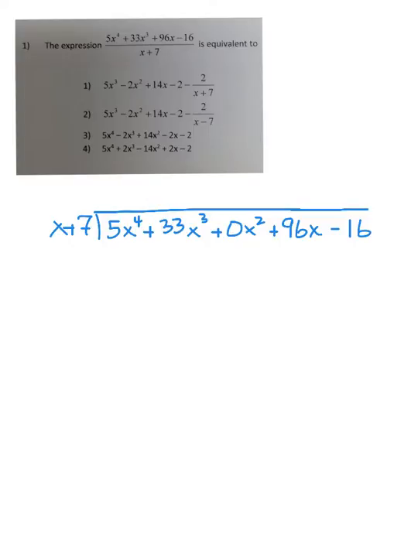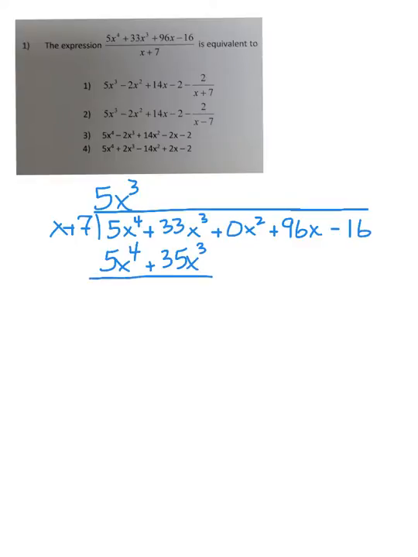So I'm going to start by asking myself, what do I multiply this x by right here to get to 5x to the 4th? So that would be 5x cubed. Now from there, I want to take this 5x cubed and multiply it by the x, which would give me 5x to the 4th. And then I want to take this 5x cubed and multiply it by that 7. And that's going to give me plus 35x cubed.